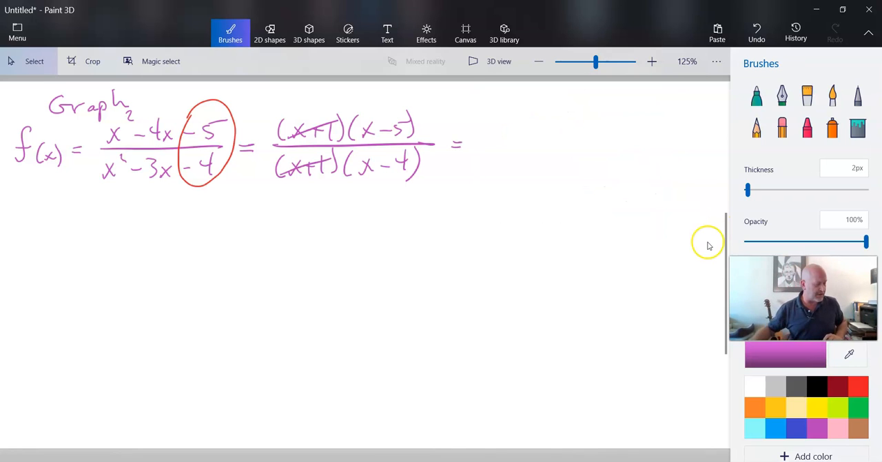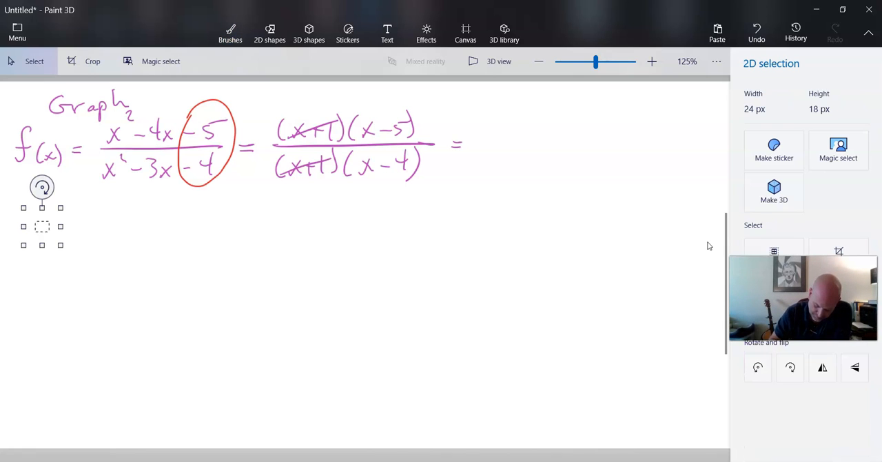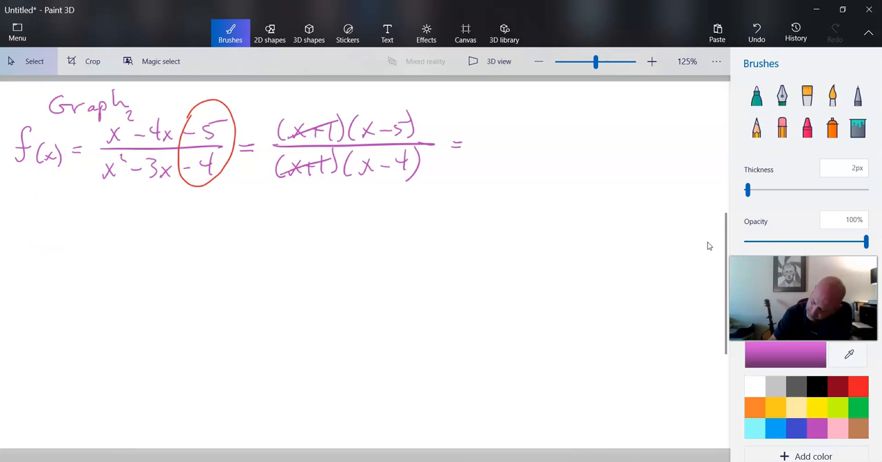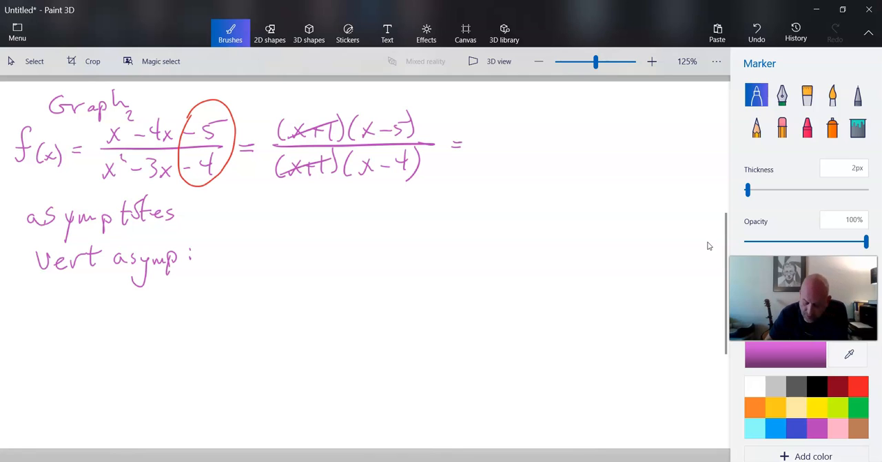Okay, so we have talked about symmetry and intercepts. Now we need the asymptotes. So, vertical asymptotes. Those things happen where the denominator equals 0, and it's where it's not canceled out like this x plus 1 is.